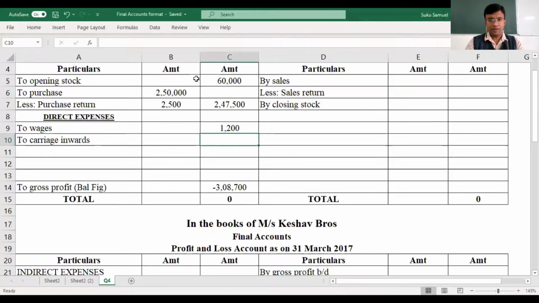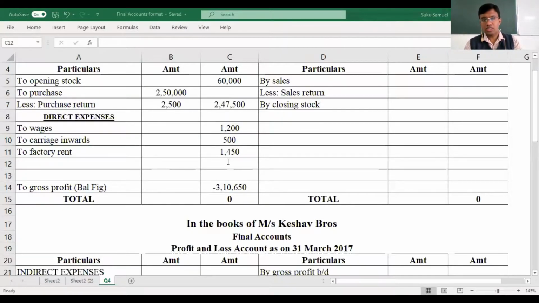Then the next direct expense that we have is factory rent. How much is factory rent? Factory rent is 1,450. Then what are the other expenses that we have? We do not have any other direct expenses.